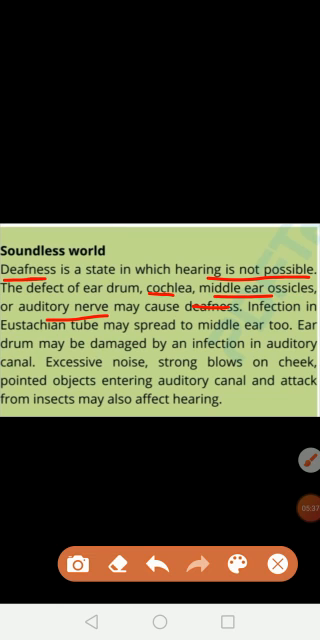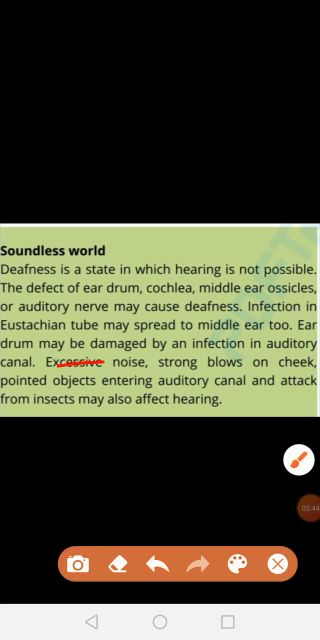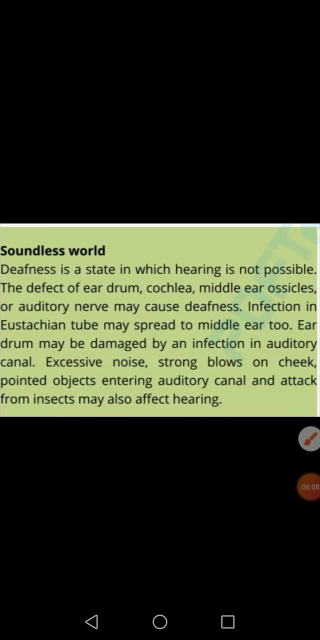Other causes of deafness are excessive noise, when there is a lot of noise around you, strong blows on the cheeks, and pointed objects put into the auditory canals. If you put any pointed object in your ear, that also results in deafness. Or if insects enter the ear, they can also result in deafness. The ear is a very sensitive part.